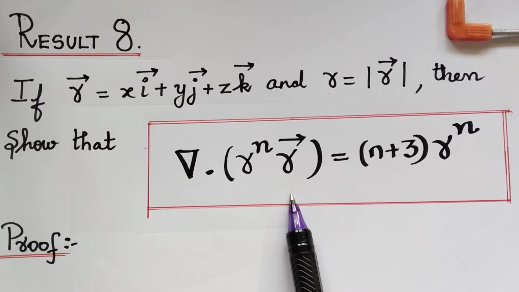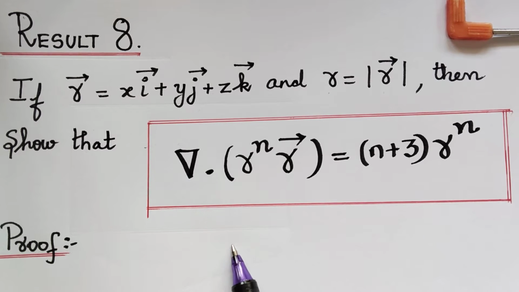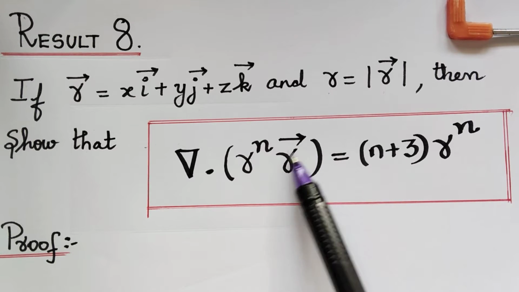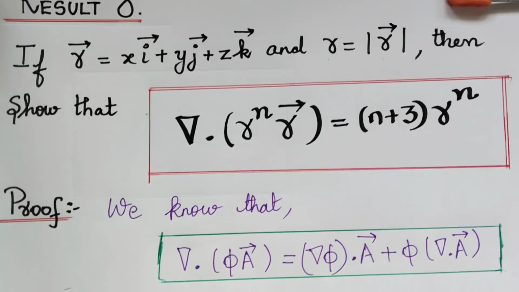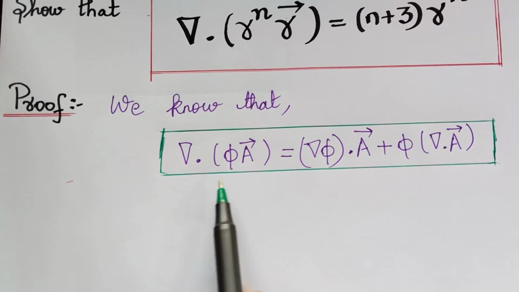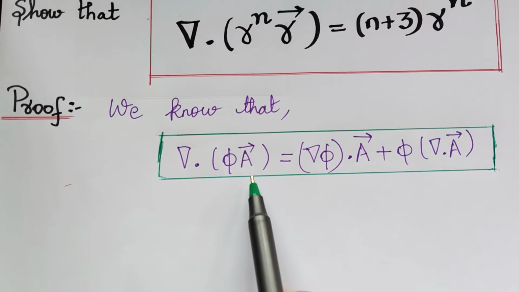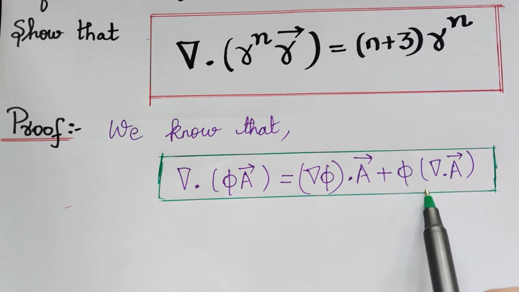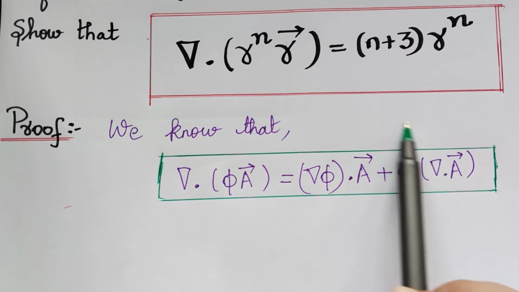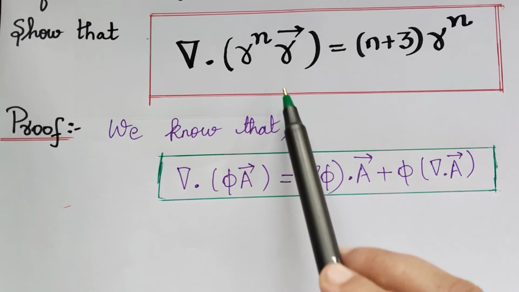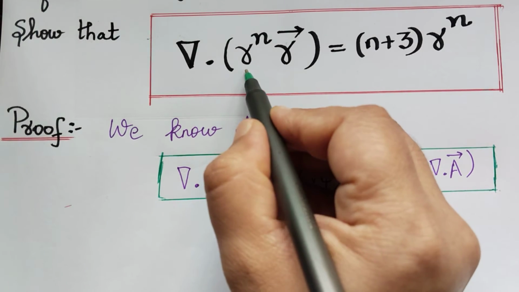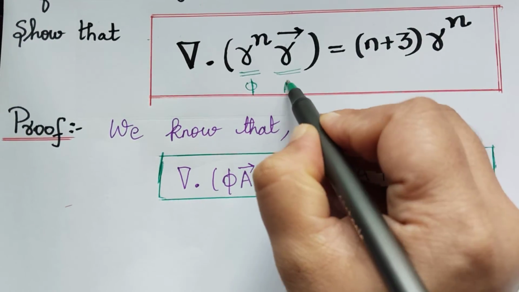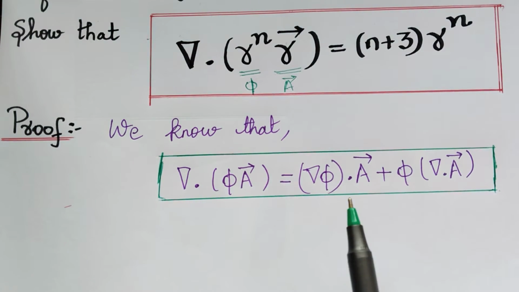In order to prove this result, first we should write the identity which gives us del dot product of a scalar function and a vector. So let us write that. We know that del dot product of a scalar point function phi and a vector point function A vector is given by del phi dot A vector plus phi multiplied with del dot A vector. So we are going to apply this identity, where r to the power n will be treated as phi and r vector will be taken as the vector in this formula.